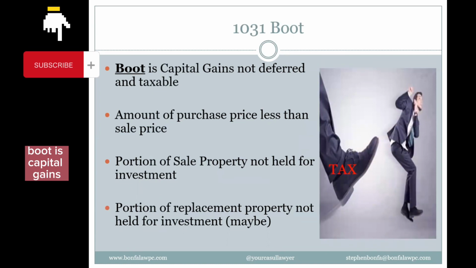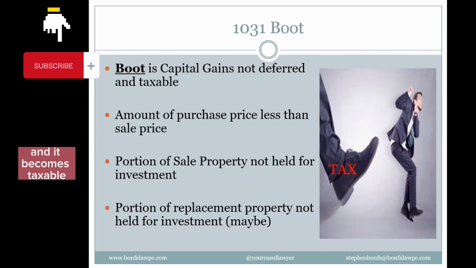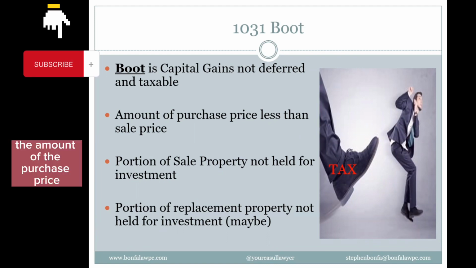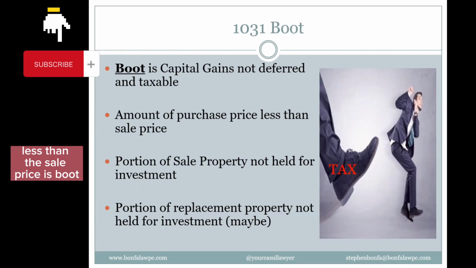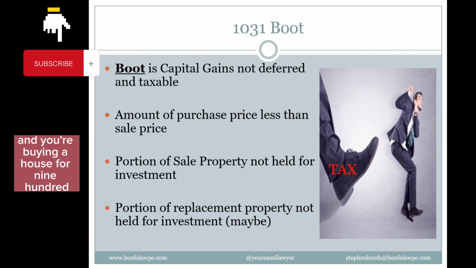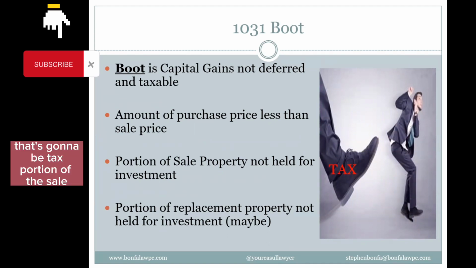Boot is capital gains from a 1031 exchange that is not deferred and it becomes taxable. So that's what we call boot. The amount of the purchase price less than the sale price is boot. So if you sold your house for $1 million and you're buying a house for 900, you will have $100,000 of boot. That's going to be taxed.